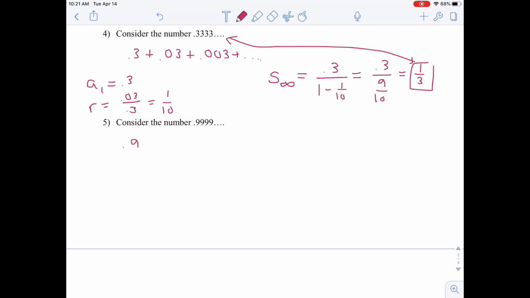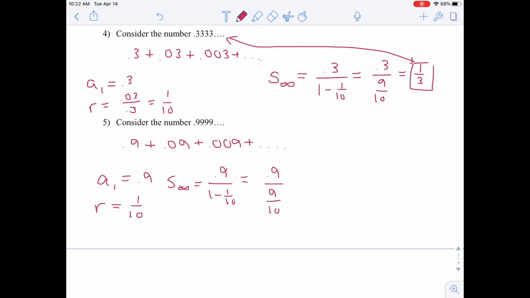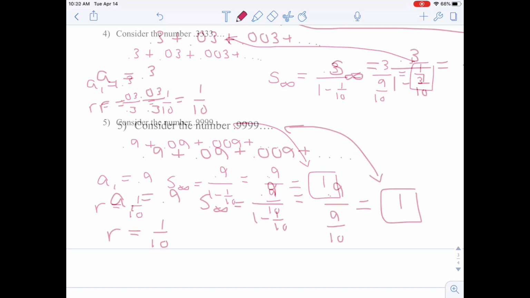So consider the same 0.999 repeating, so think about it the same way. 0.9 plus 0.09 plus 0.009. Keep going. Your first term is 0.9. And again, we're going to have that same ratio of 1/10, that common ratio. So 0.9 over 1 minus 1/10. 0.9 over 9/10. Well, think about this. If I multiply the reciprocal, 0.9 times 10 is 9. 9 divided by 9 is 1. And that's how we prove that 0.999 repeating is 1.